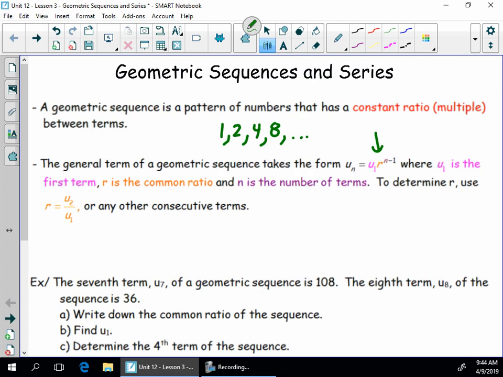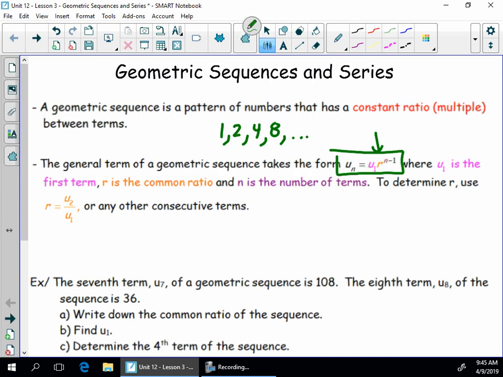Okay. Obviously a new equation, geometric sequence: un equals u1 times r to the power of n minus 1. n is your number of terms. u1 is still your first term. un is still your general equation or the nth term. The only trick is you have to find r.